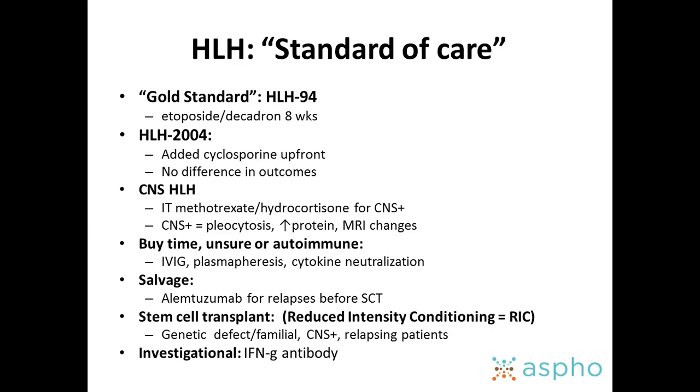For CNS HLH, that's something that may come up as a question. You can even get isolated CNS HLH, so you have to look in the CSF. If you have pleocytosis, you have to treat that. You can also use MRI to look for inflammation in the brain. If you just need to buy time, you're not sure what's going on, it might be autoimmune, you can use the usual ICU tools of IVIG, plasmapheresis, or cytokine neutralization.